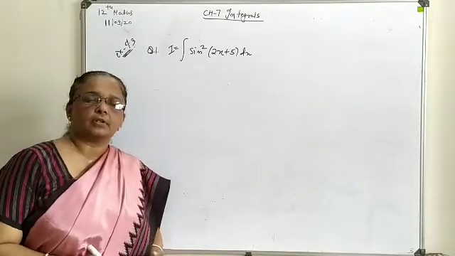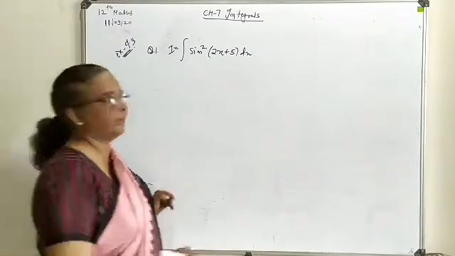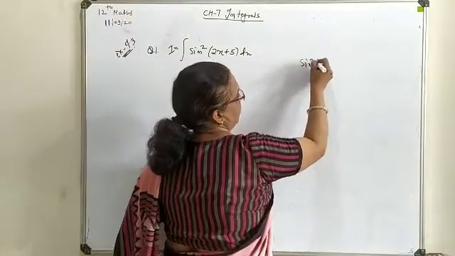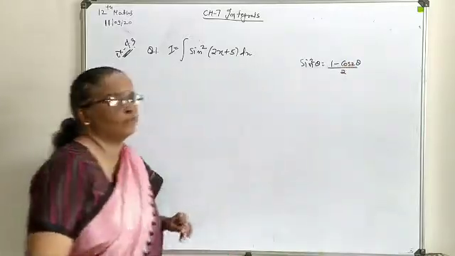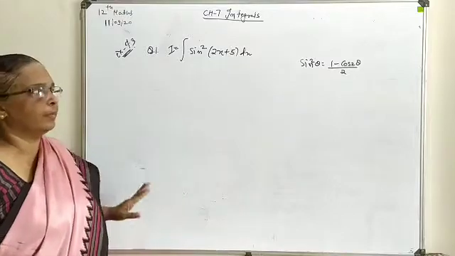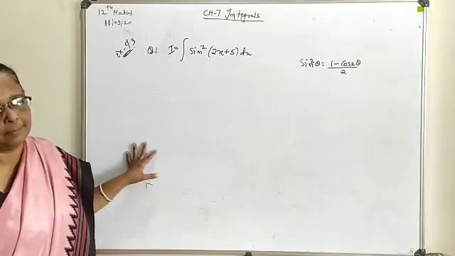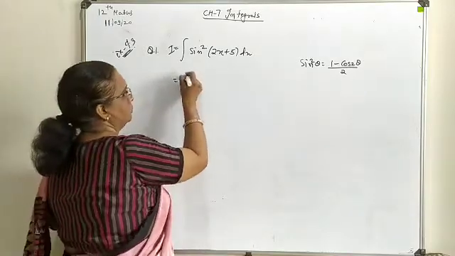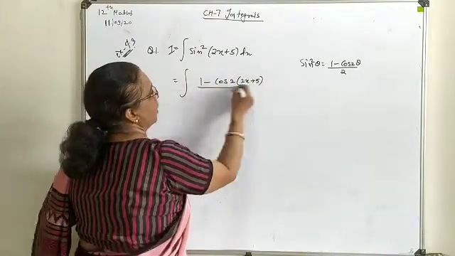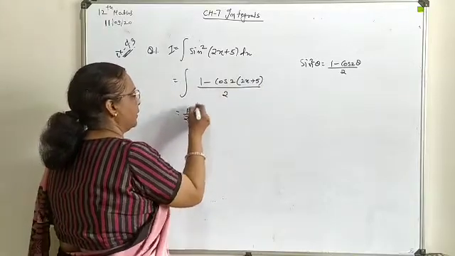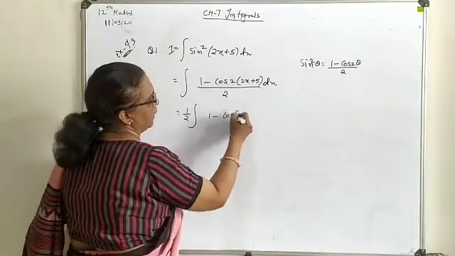Last year we studied cos 2 theta, and this sine form regarding cos 2 theta we also studied. At that time we wrote sine square theta is equal to (1 minus cos 2 theta) upon 2. The same thing we are going to implement here. In place of theta you have 2x plus 5. So this is (1 minus cos of 2 times (2x plus 5)) upon 2. This 1 by 2 you keep aside. This is 1 minus cos of, these two get multiplied inside the bracket.